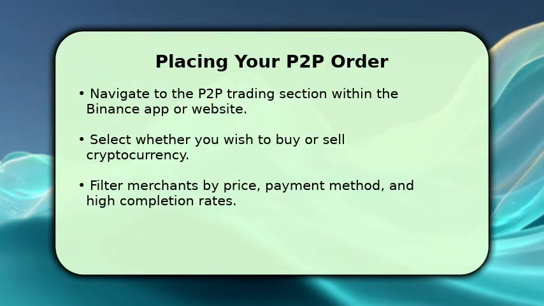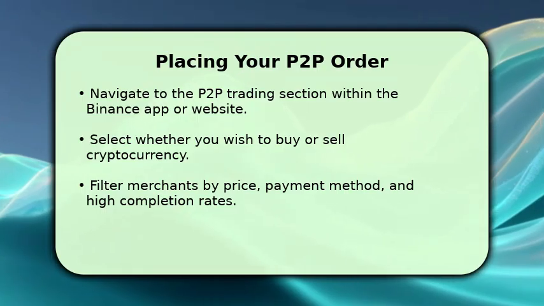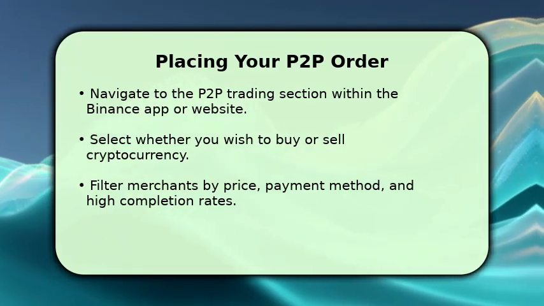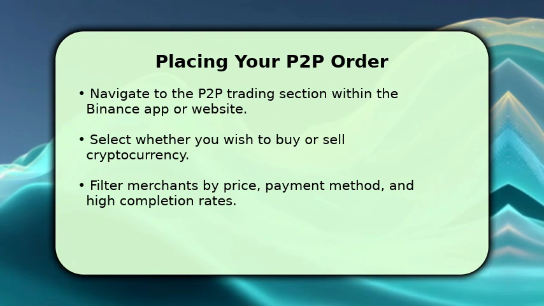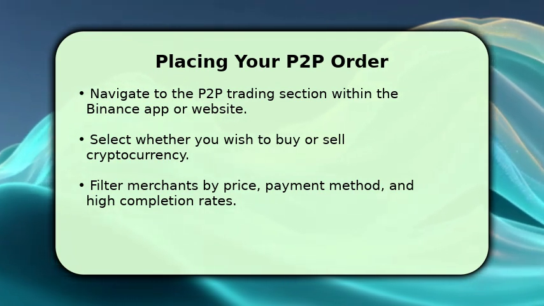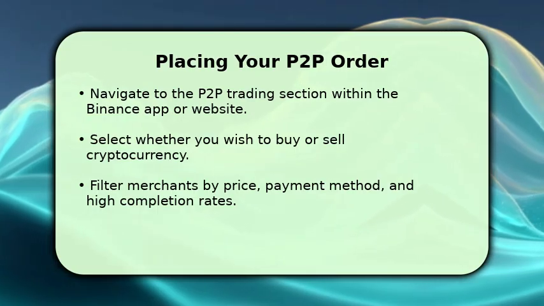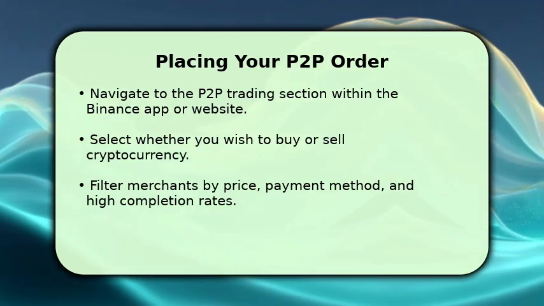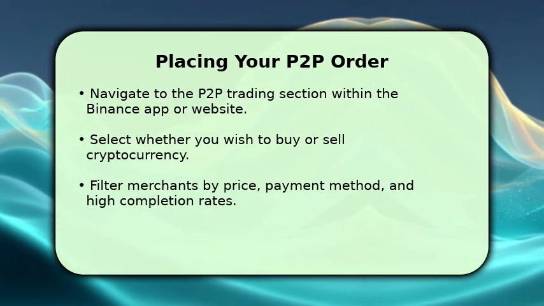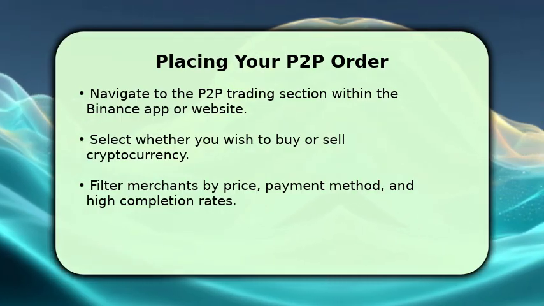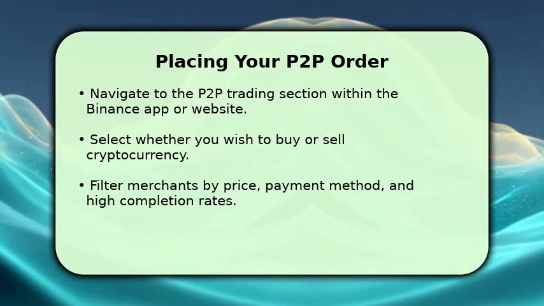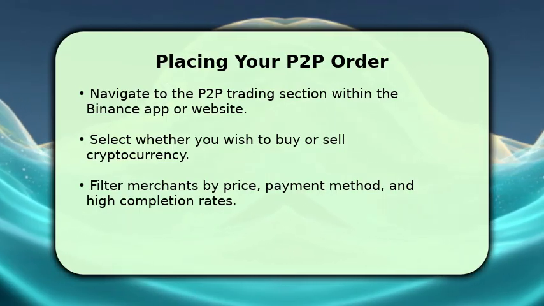Now, let's place an order. Go to the P2P section on Binance. You'll see options to buy or sell. Select your desired cryptocurrency and local currency. It's crucial to choose a trustworthy merchant. Look for those with a yellow badge and a high completion rate, ideally 98% or more. Once you find a suitable offer, enter the amount you wish to trade and confirm your order.